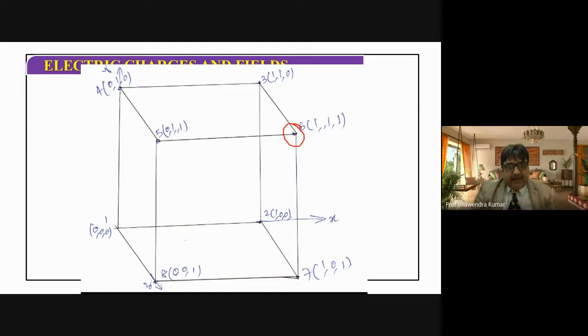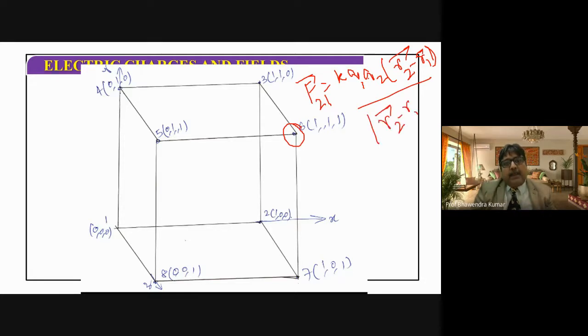So let me remind you how the force is found. F21 is what? K of Q1, Q2, because all the charges are identical. So Q1, Q2 will become Q square into R2 minus R1 in the vector form, divided by modulus of R2 minus R1 cube. Is it clear how we have to proceed?